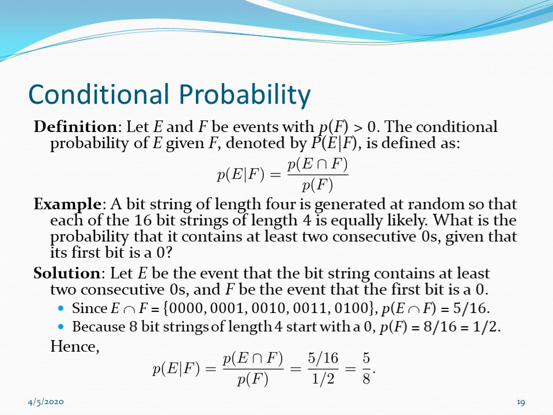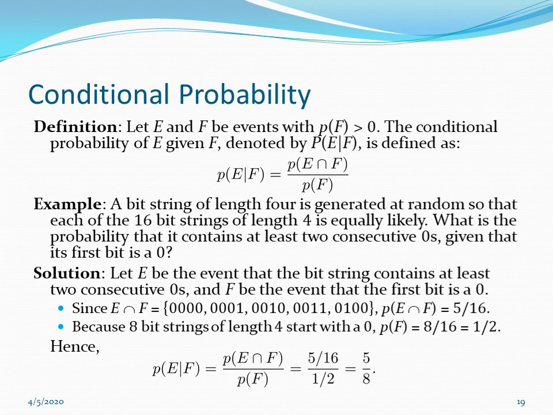It is the bit strings of length 4: all zeros, 0001, 0010, 0011, 0100. These are all the bit strings that satisfy both conditions. They start with 0 and they have at least two consecutive zeros. Now, what is the probability of the intersection?